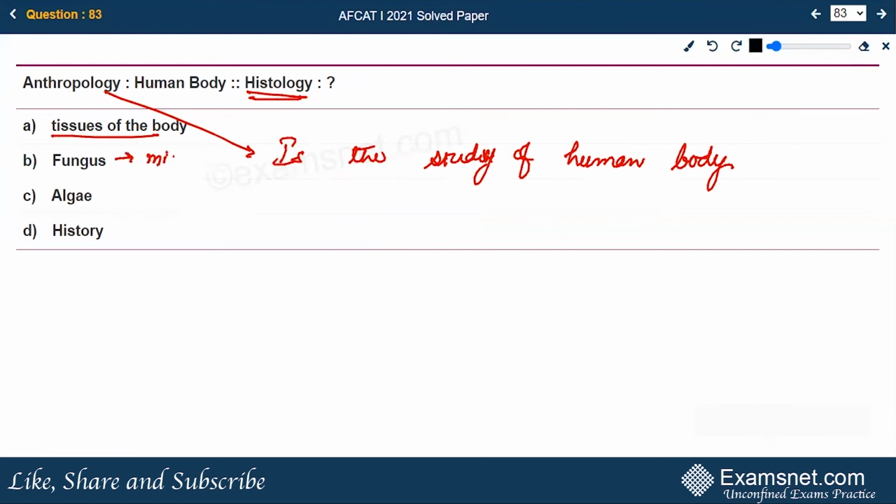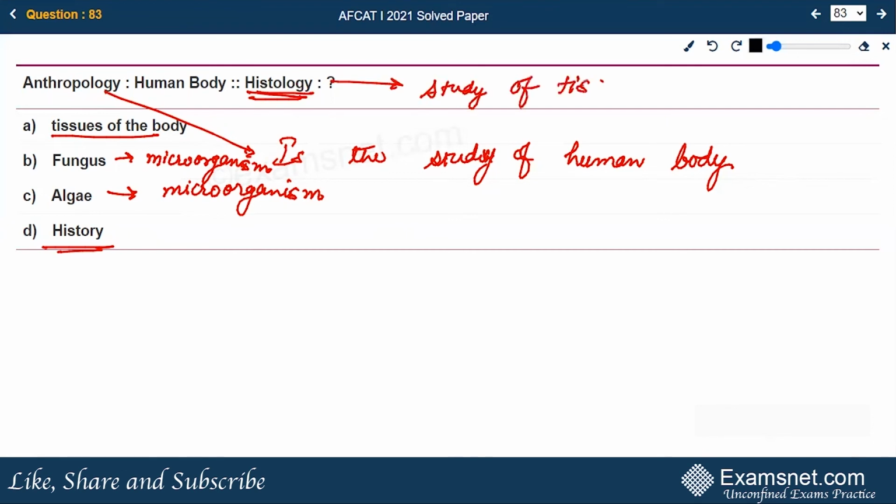Fungus is a microorganism. Algae is also a microorganism. And histology is not related to history. Histology is the study of tissues of the body. So the correct answer to this question is anthropology is related to the human body in the same way as histology is related to tissues of the body. Option A is your correct answer.